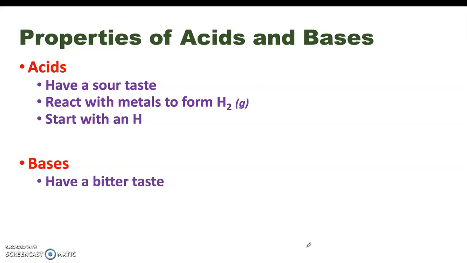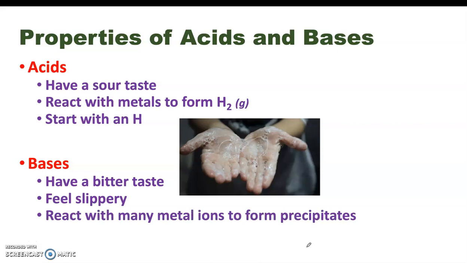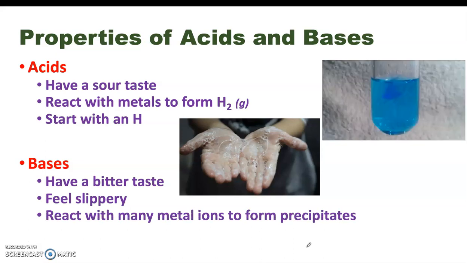Now bases have a bitter taste. They taste very bitter, and they feel slippery. An example is, I guess, soap. It feels like soap. So if you get a little bit of NaOH on your hands, as you're washing it off, it'll feel kind of slimy, almost like you have a film of soap on your hands. That's how you know that you probably spilled a base on your hands. So again, you just use soap and water, wash it off. But if you ever spill something on your hands and you get that soapy feel, that means you probably spilled a base on your hands. And they tend to react with metal ions to form precipitates.